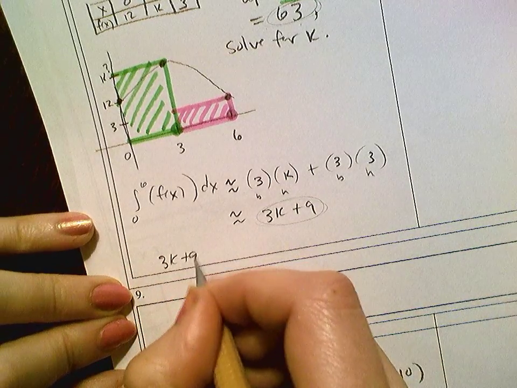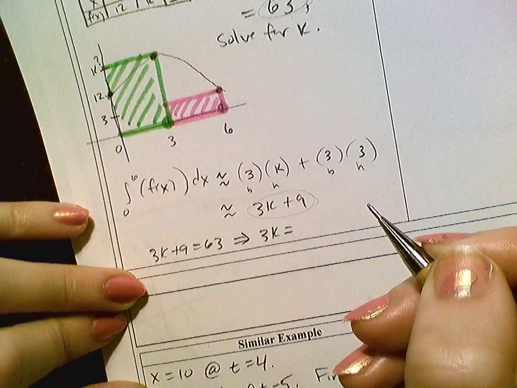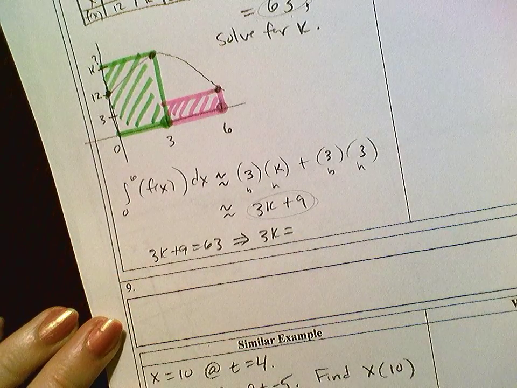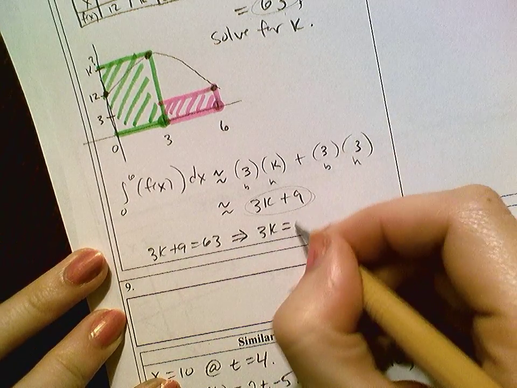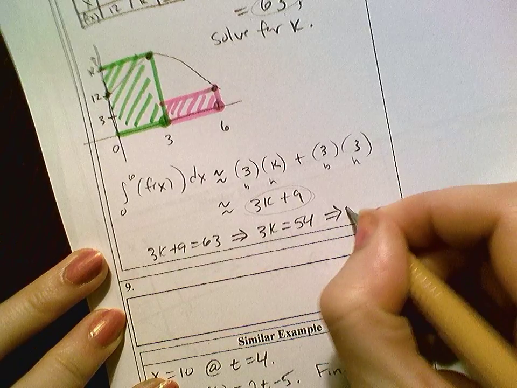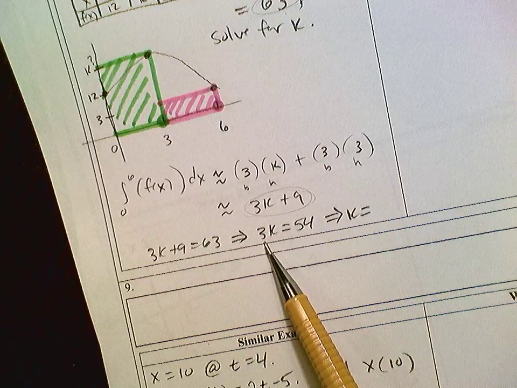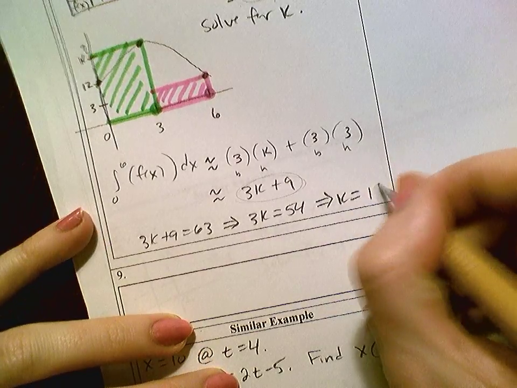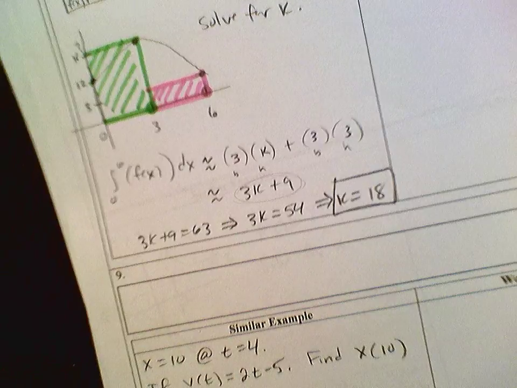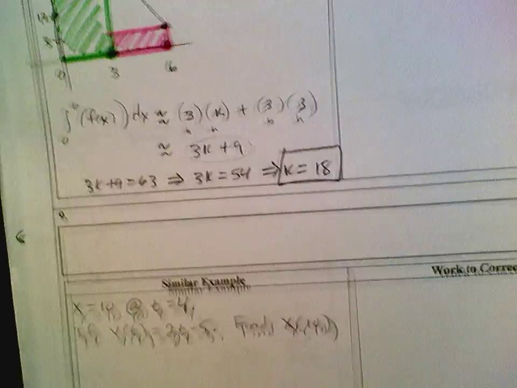Now they're telling us that this approximation is equal to 63. So 3k plus 9 equals 63. Then 3k equals 63 minus 9, which is 54, I think. 54 divided by 3 is, what is that? 18 maybe, I think? Yikes. I don't know. I think it is, right? Yeah, it is. Okay, 9.